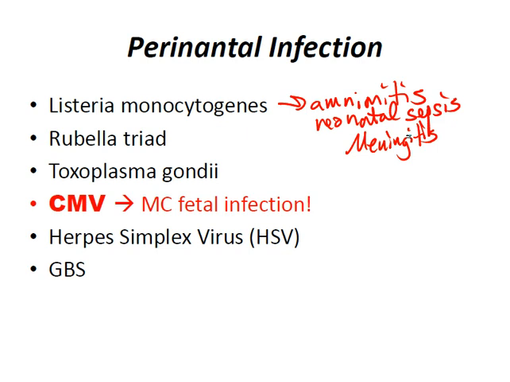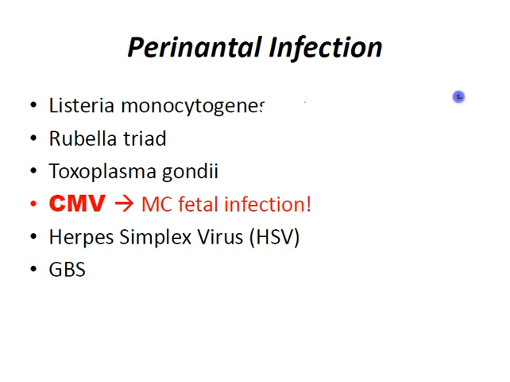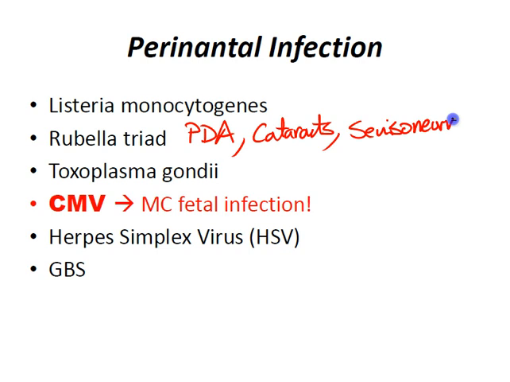Rubella generally presents with a triad of what? You tell me. Rubella has a very specific triad to it. Rubella presents with PDA, cataracts, and sensorineural hearing loss. PDA, cataracts, sensorineural hearing loss. That is the rubella triad.